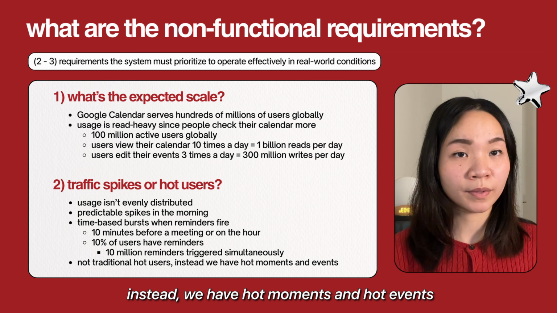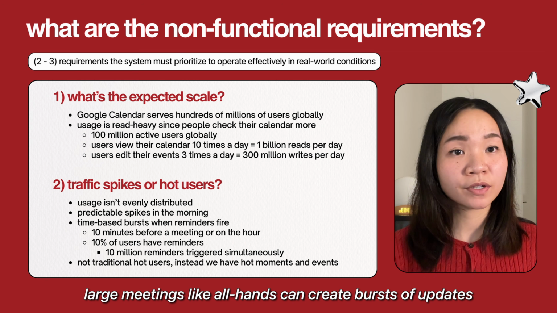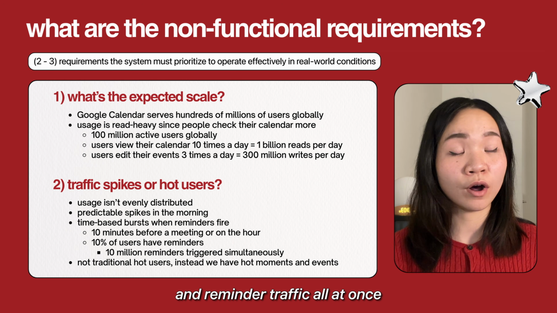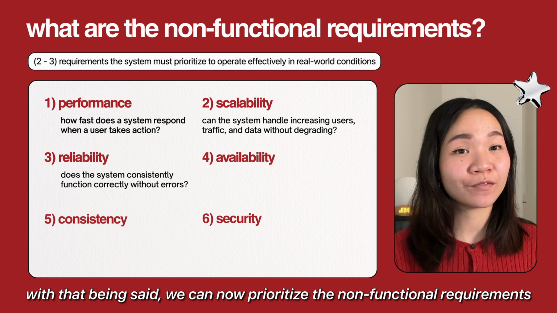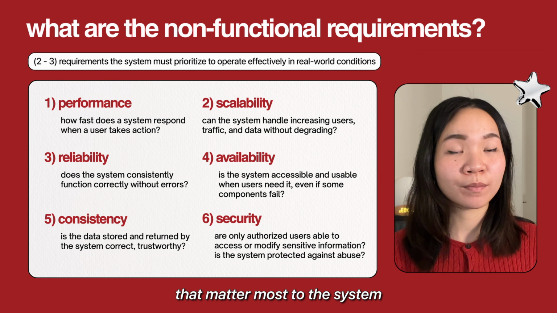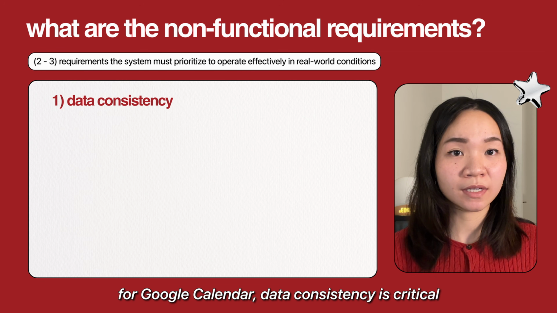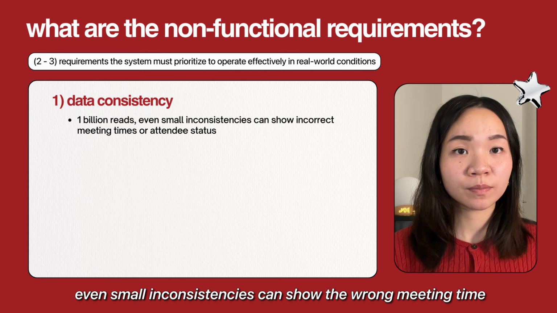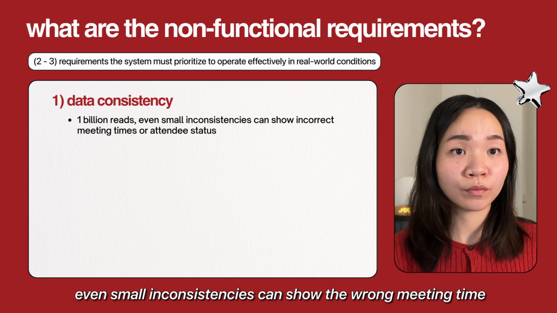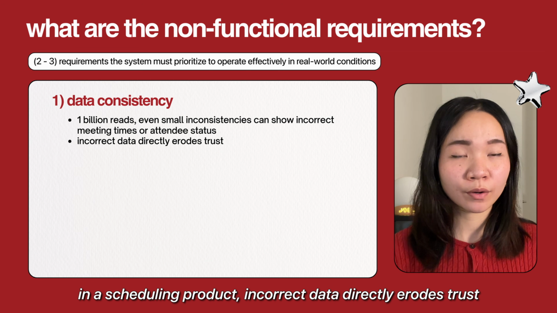Instead, we have hot moments and hot events. Large meetings like all hands can create bursts of updates and reminder traffic all at once. With that being said, we can now prioritize the non-functional requirements that matter most to the system. For Google Calendar, data consistency is critical. With around 1 billion reads per day, even small inconsistencies can show the wrong meeting time or attendee status. In a scheduling product, incorrect data directly erodes user trust.